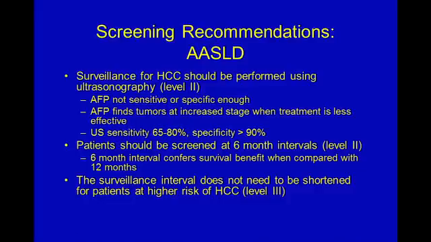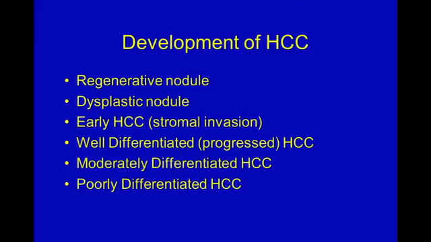And the other thing is that it can be difficult to know what to do with nodules that are a centimeter or less in size. The recommendation is to screen patients at 6-month intervals, and that's better in terms of survival when compared to a 12-month interval. And you don't have to shorten the surveillance interval for patients at higher risk of hepatocellular carcinoma.